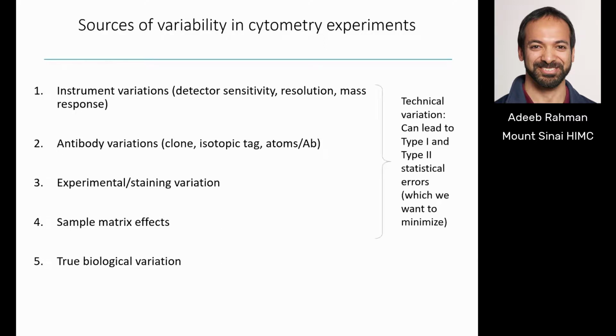So what we mostly care about is this last point here, the true biological variation. That's kind of what we're attempting to get at. And the challenge with these first four things is they all contribute to technical variation. And this technical variation can lead to type 1 and type 2 statistical errors, so false positives, false negatives, and ultimately these are the kinds of things we want to minimize so that we can really focus on that true biological variation.